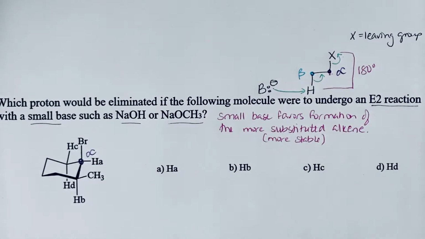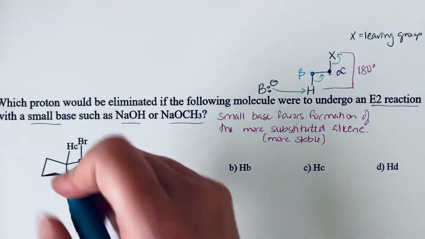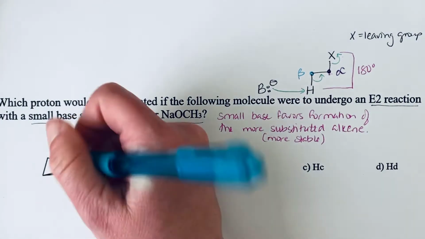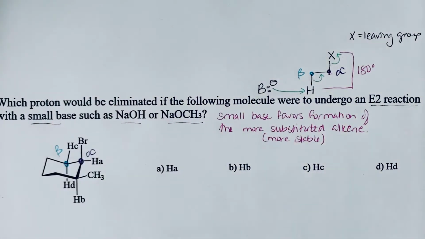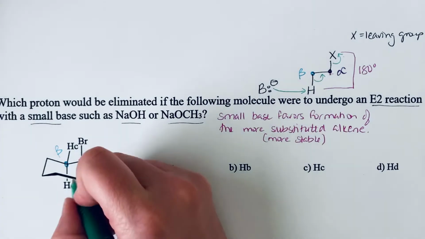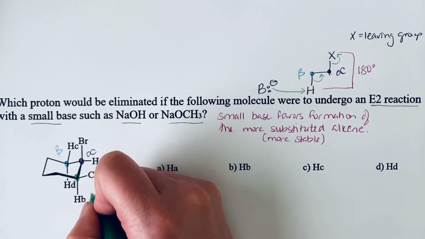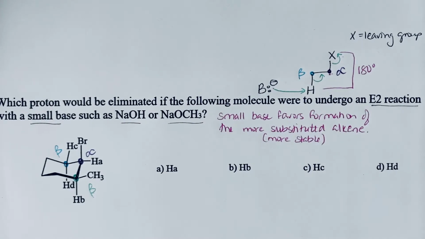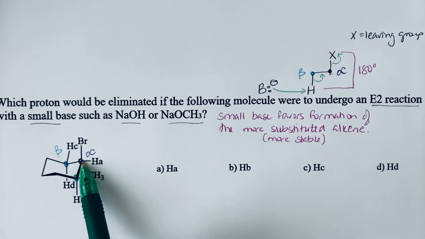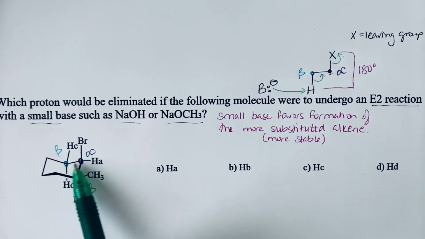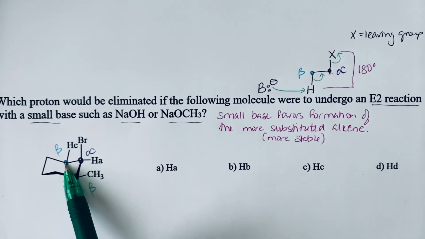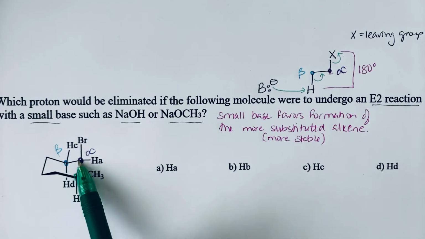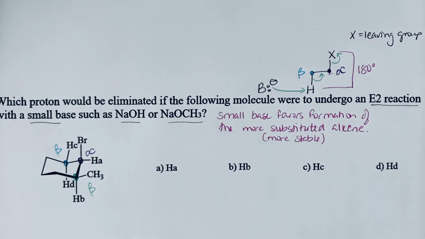And then I have beta carbons on either side. I have a beta carbon here, and I have a beta carbon here. I could do an elimination from either one of those. I want to try to form the more substituted alkene. On this blue beta carbon, I've got 2 hydrogens. So if I form an alkene there, it's going to be a di-substituted alkene.